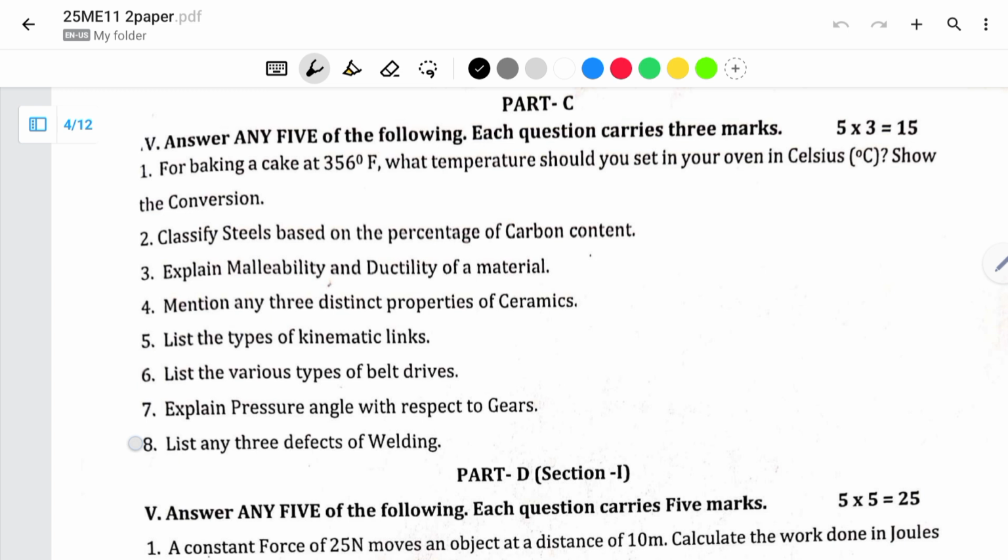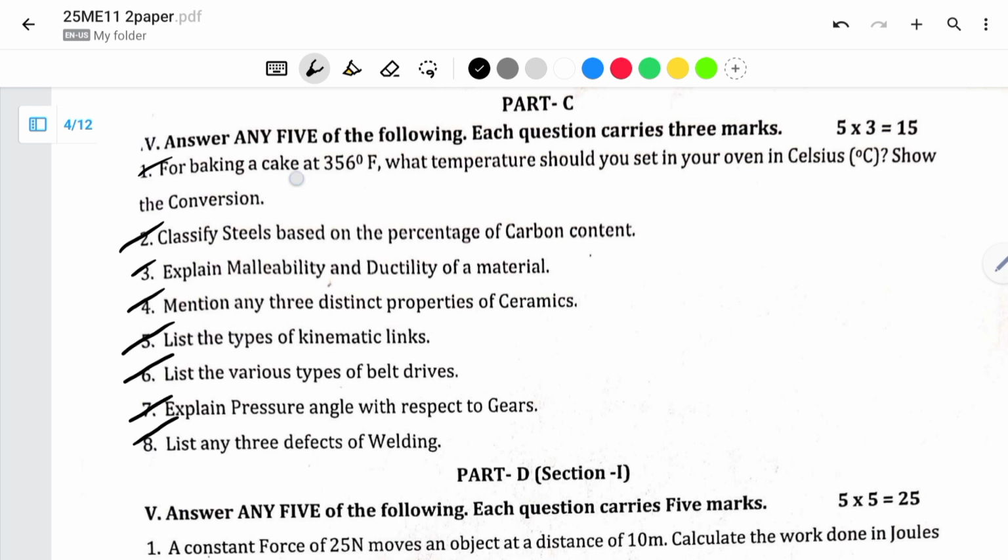Now the 3 mark questions in section C. You have to write any 5 questions. So let us see the answers of all the questions. List the 3 defects of welding, explain the pressure angle, list the various types of belt drive. These are very simple questions. So let us see the answers of these questions.